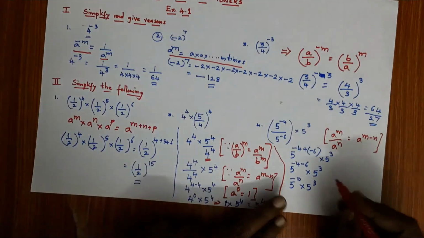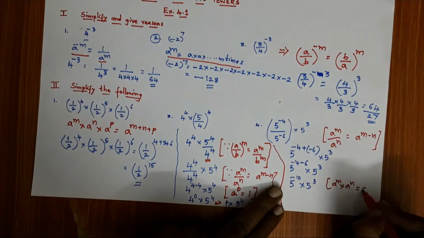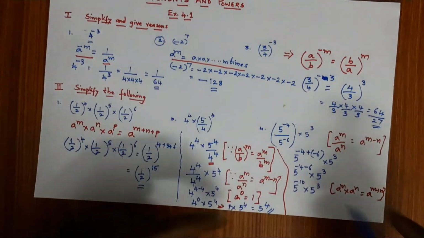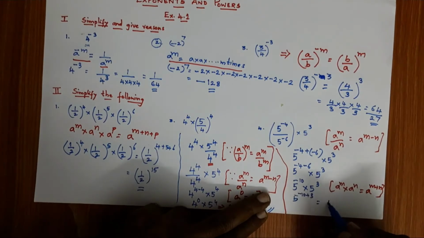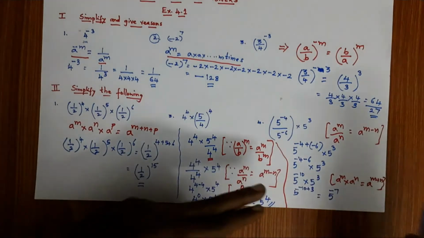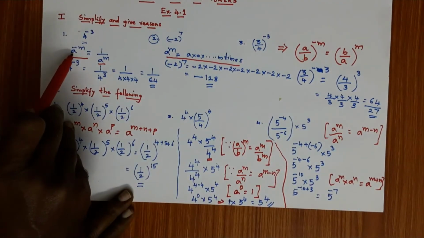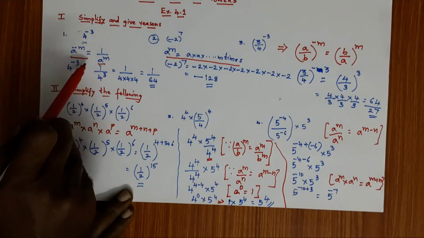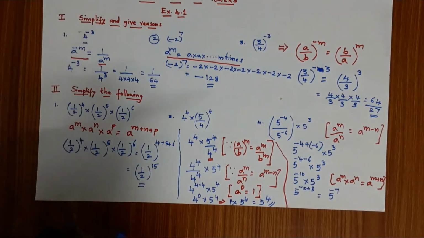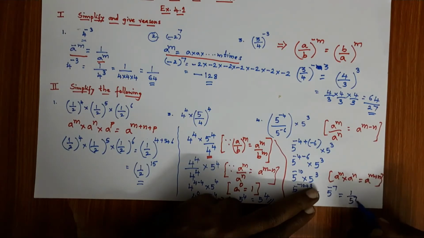And here is another law of exponents. Bases are equal, and add the powers in the product form. That means 5 to the power of minus 10 plus 3 is equal to 5 to the power of minus 7. Again, you have 5 to the power of minus 7, and a to the power of minus m can be written as 1 by a to the power of m. Using this law of exponents, we can write here 1 by 5 to the power of 7.